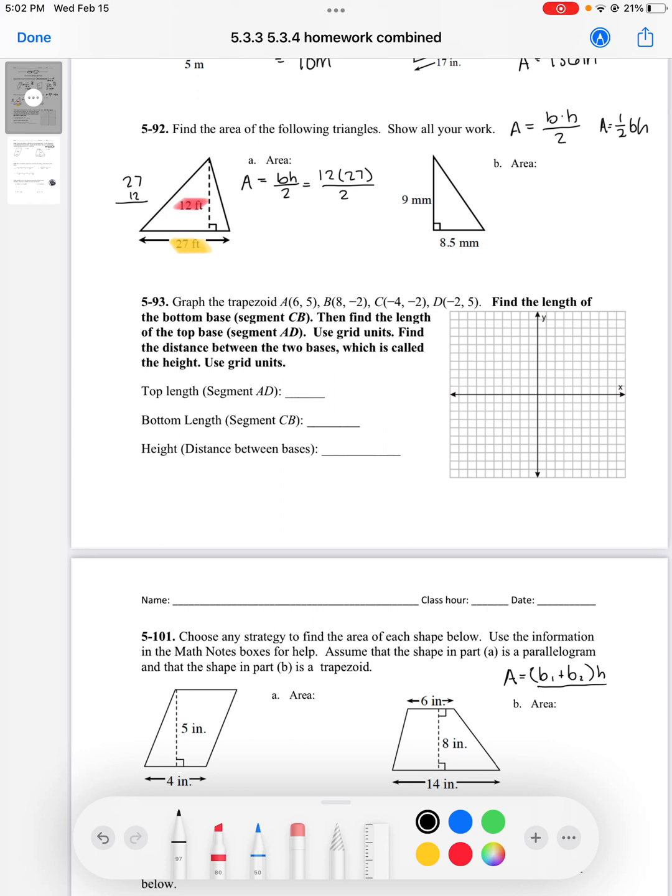27 times 12. 2 times 7 is 14. Carry my 1. 2 times 2 is 4, plus 1 is 5. But my 0 is my placeholder. 1 times 7. 2 times 1. Add 4 plus 0. 5 plus 7 is 12. 2 plus 1 is 3. So this equals 324. But I still need to divide by 2.